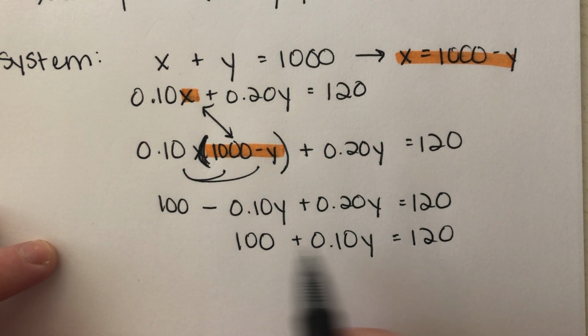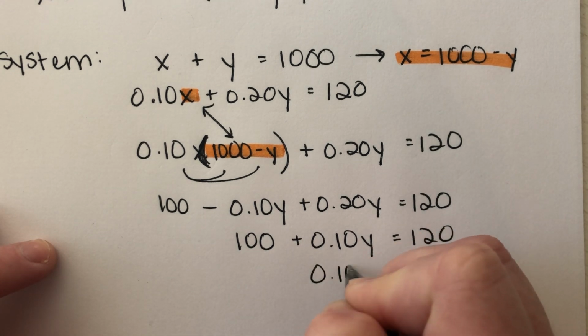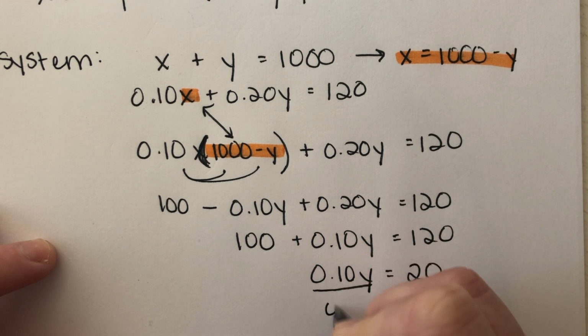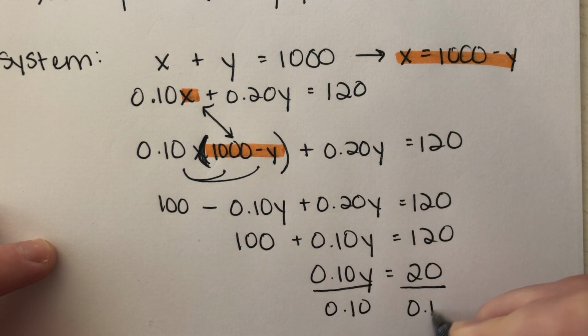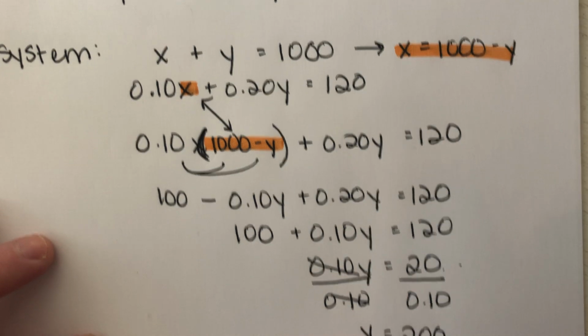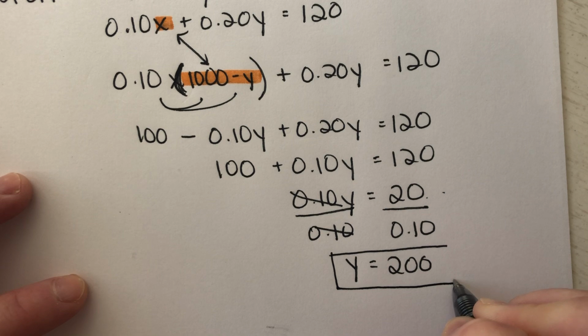I'm trying to get Y alone, so I subtract 100 from both sides of my equal sign. 120 minus 100 is 20, and then I divide by 0.10. These go away, and Y equals, and when you divide by a decimal, your decimal's back here, so I'm going to add another 0 onto the end, right? Because this is 0.10. So this is actually going to be 200. If you're confused on that, just use your computer. So Y equals 200. So I solved for Y.